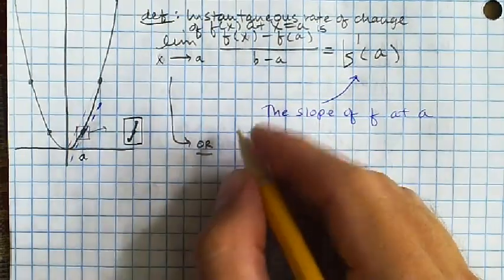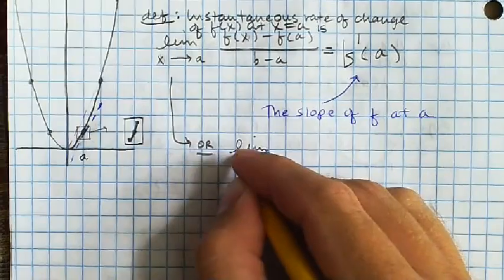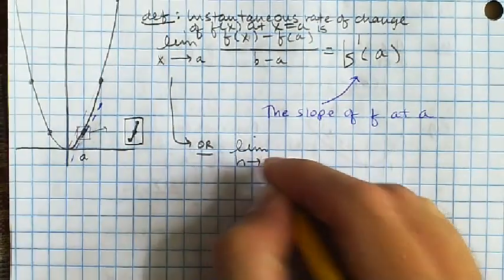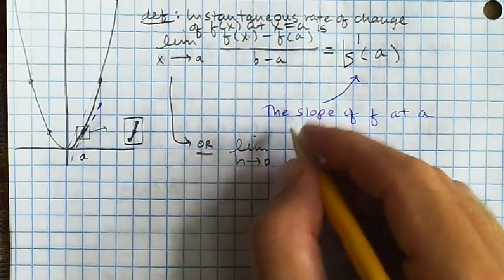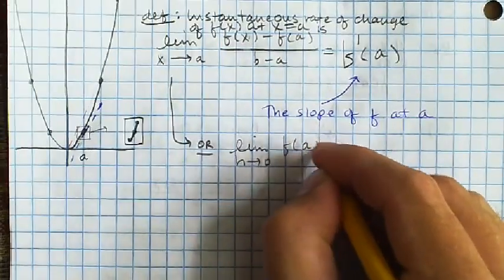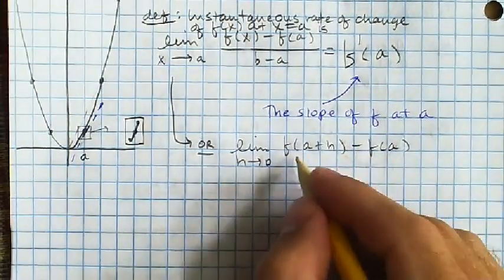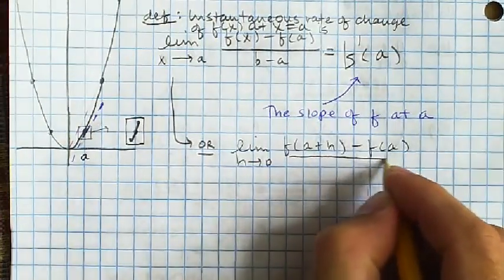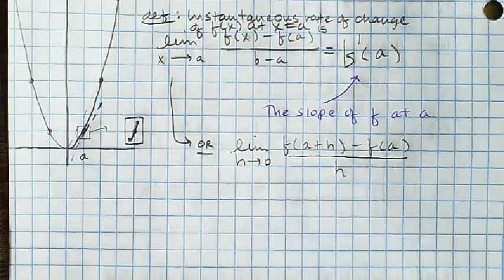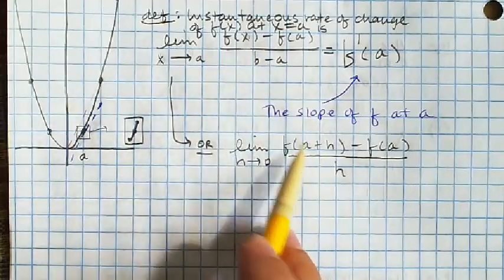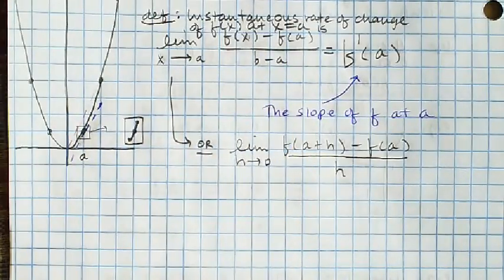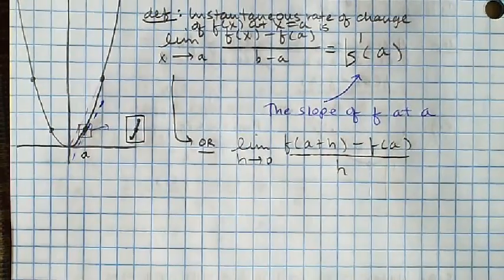Okay, so it's the limit of rise over run as run goes to 0. So I'll say f of a plus h minus f of a divided by h. And these are equivalent, and I'd let you kind of work through the algebra to show how these are actually the same thing.